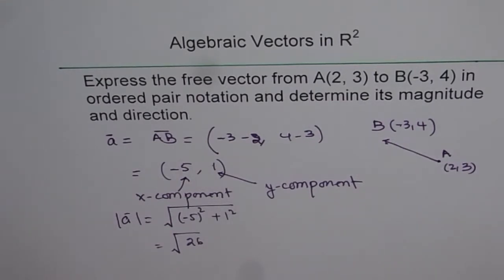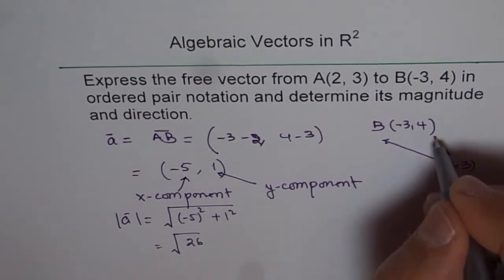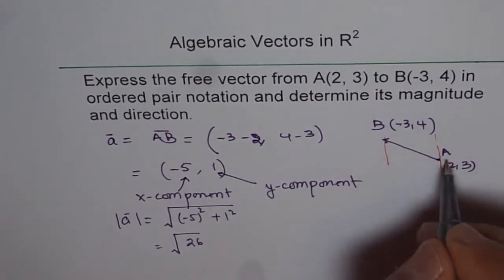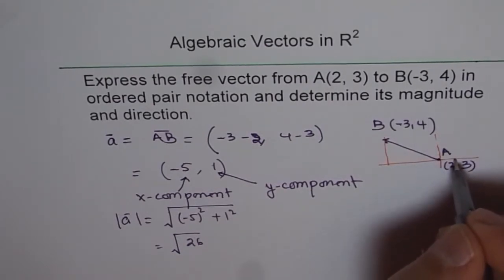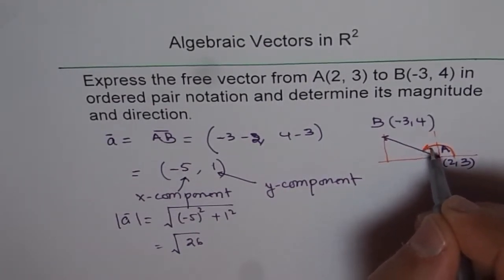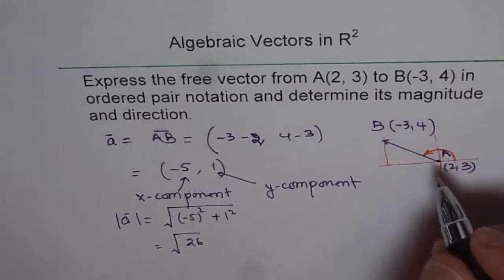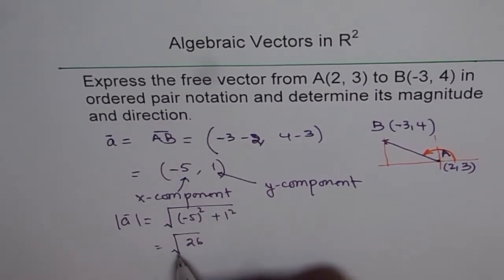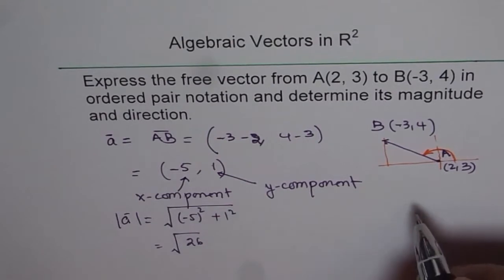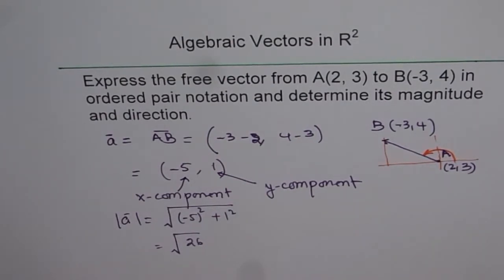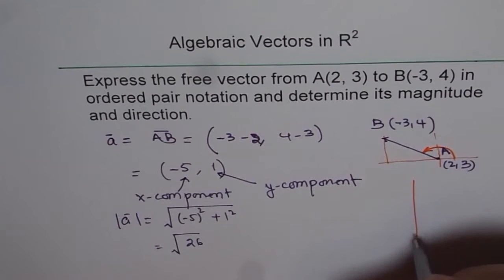Now to find the direction, think like this. We have this vector here. The direction is normally given with the positive x-axis, right? Now there are different ways to give direction. We could give direction from the west side also, right? So either way, what we will do is find the direction. Now we know the components. Once we know the components, we can plot the vector as a position vector. So let me show you that part.